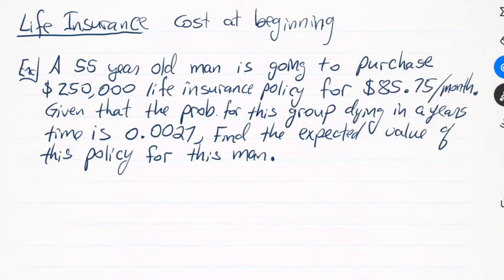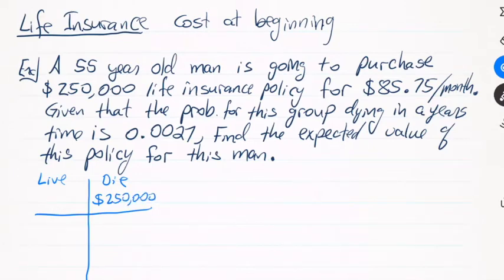All right, let's start off with our table, and there's only two things that can happen in this table. The man is either going to live longer than a year or he's going to die within a year. And that's why I like doing it cost at the beginning, because then you can talk about all the possibilities rather than just the winning. So if the person dies, their family is going to get paid $250,000.